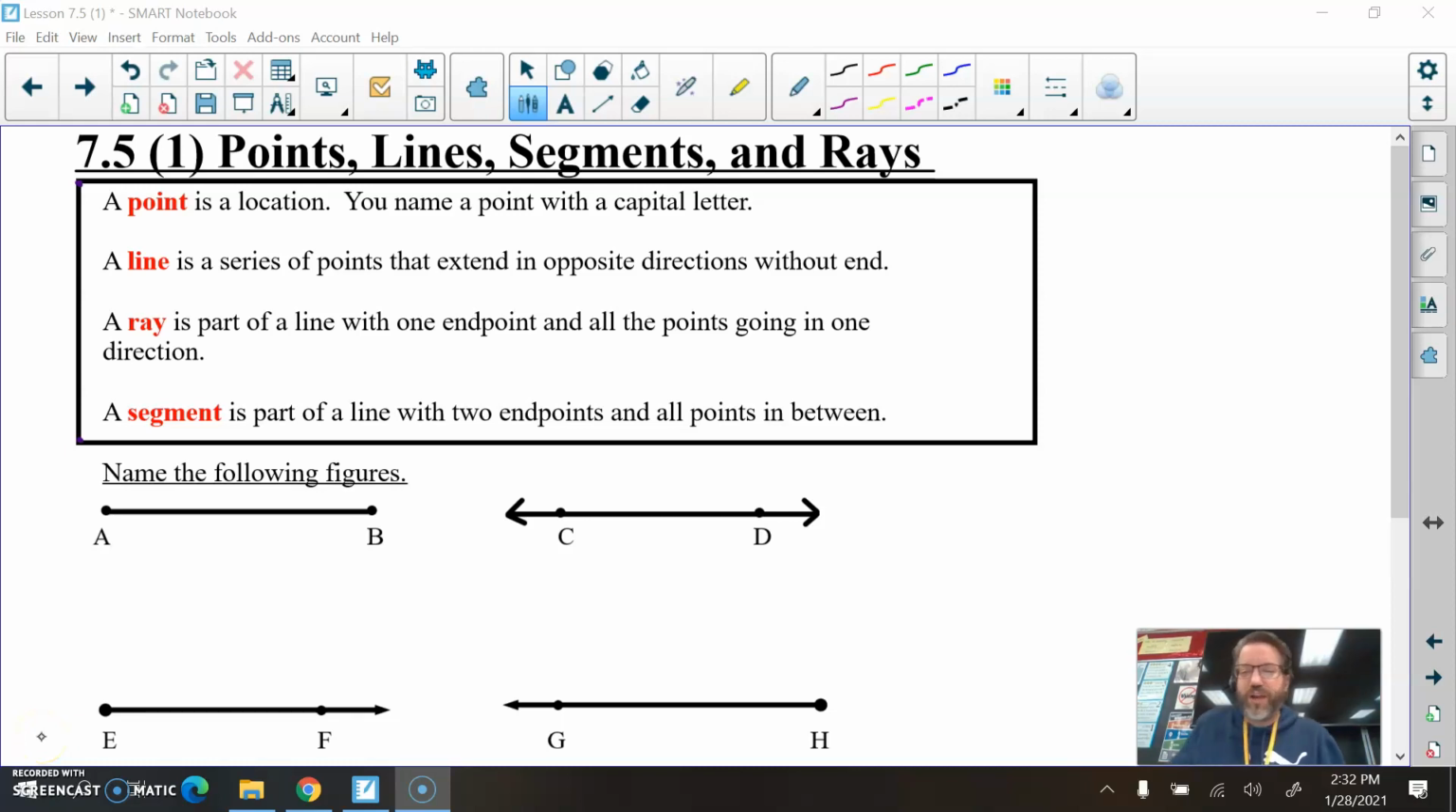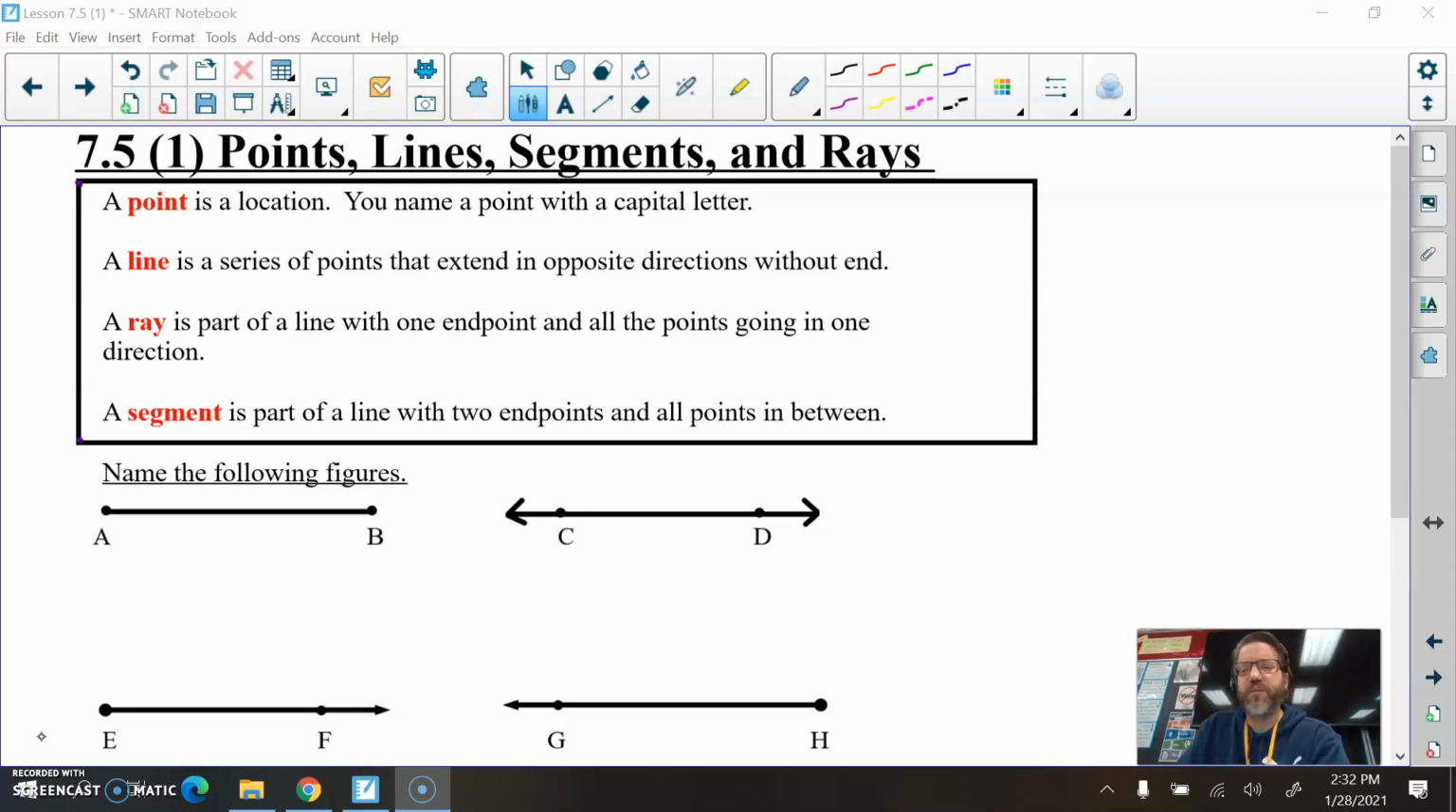Hello, everybody. Mr. Wyatt here, and we are going to start topic 7.5 today, which is a whole bunch of geometry. And you might be thinking, well, 7.5, that's kind of weird. Well, we just finished topic 7, and the next topic, topic 8, will be coming up soon, but there is some more information we need to cover and show you all. And so we just figured since we're putting it between these two topics, we'll call it topic 7.5. So today we're talking about points, lines, segments, and rays.